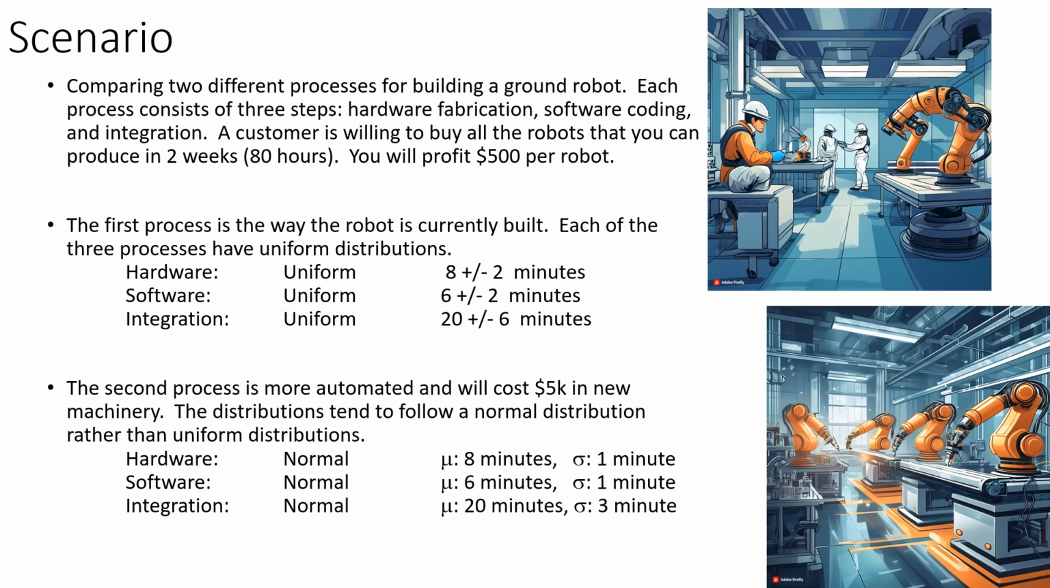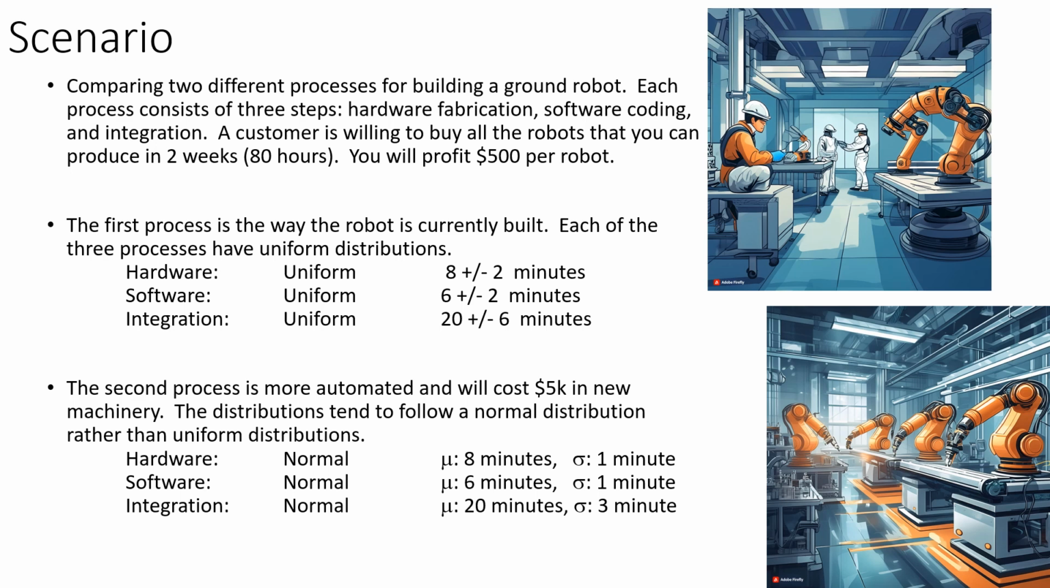We're comparing two different processes for building a ground robot. Each process consists of 3 steps: hardware fabrication, software coding, and integration. You have a customer lined up who's willing to buy all the robots that you're able to produce in 2 weeks, where those 2 weeks consist of 80 hours. You'll profit $500 per robot. So with that in mind, you have 2 processes in place that you can use.